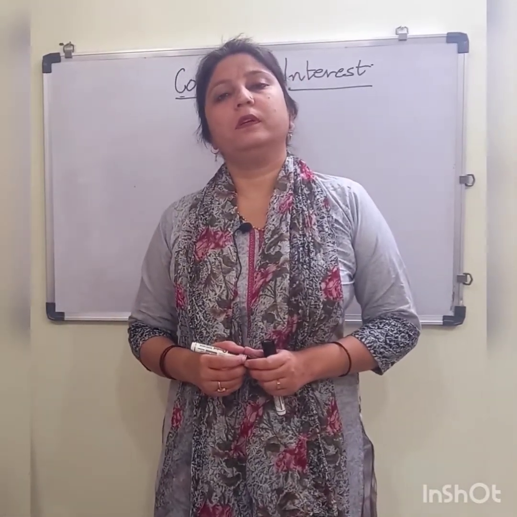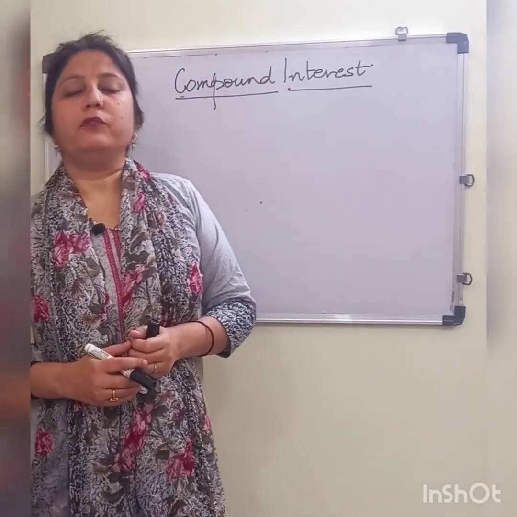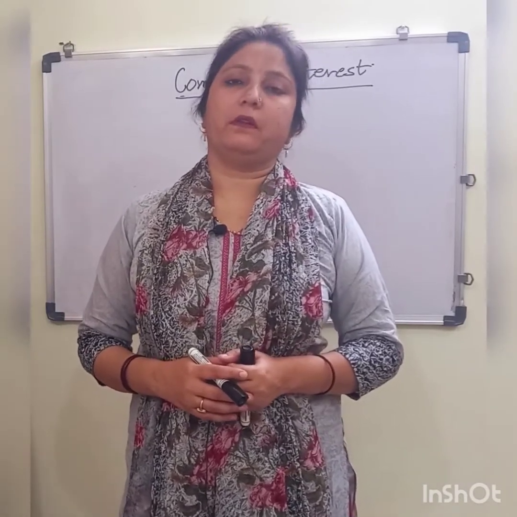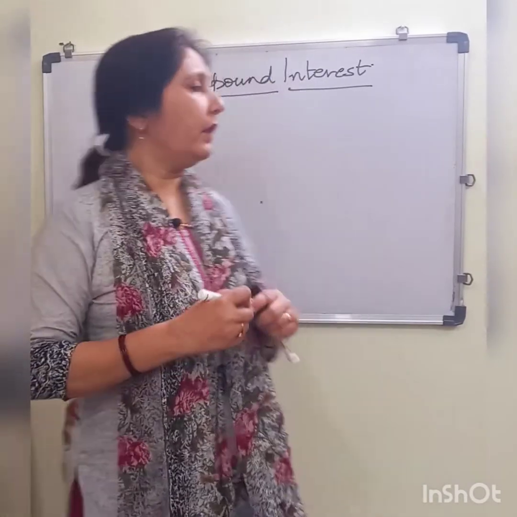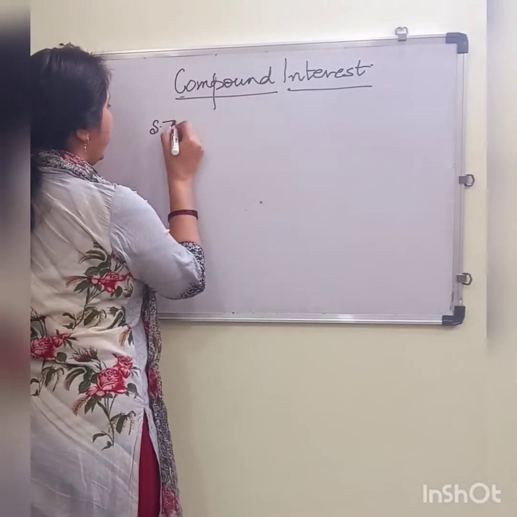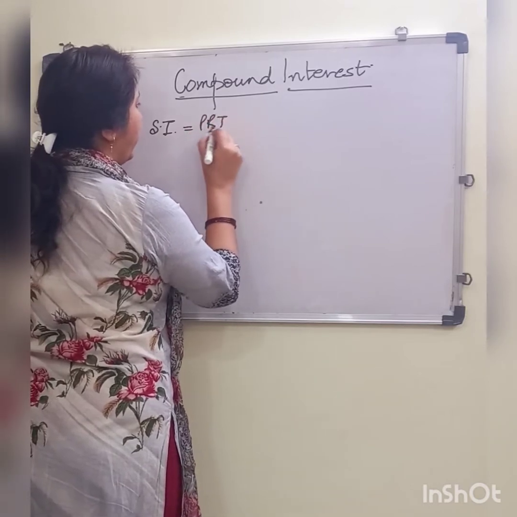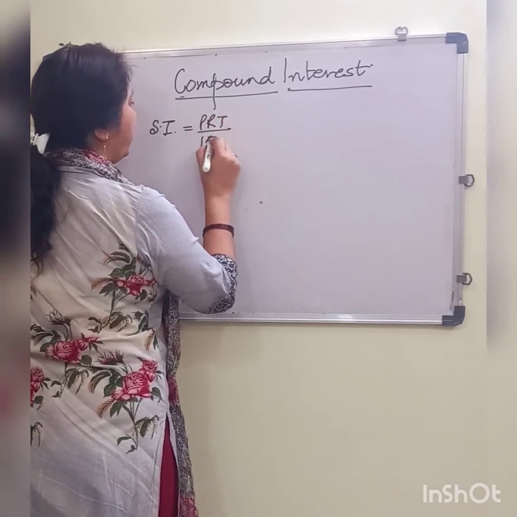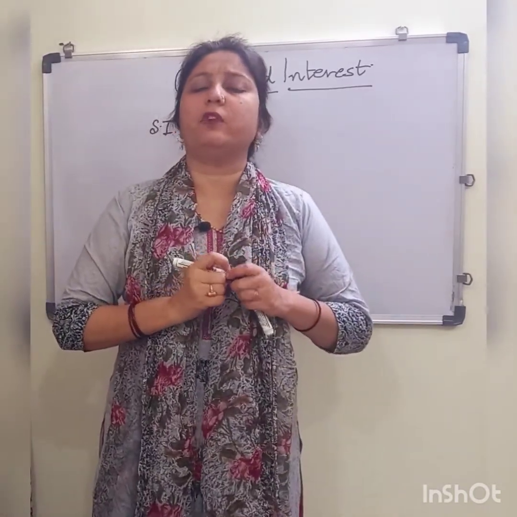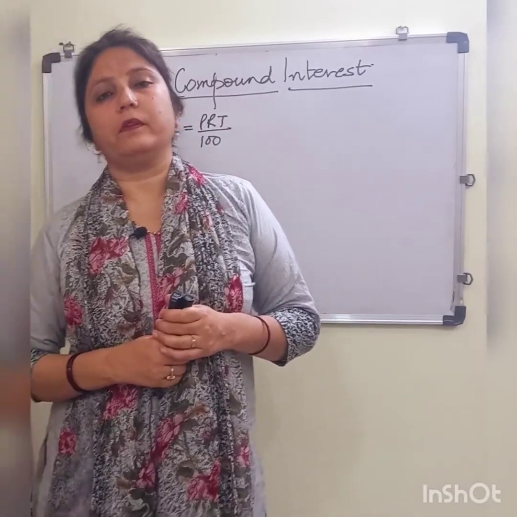Another video of compound interest. Children, in your previous class you have done simple interest. That was given by SI is equals to PRT over 100, where P was principal, R was rate, and T was time in years. So that was simple interest.